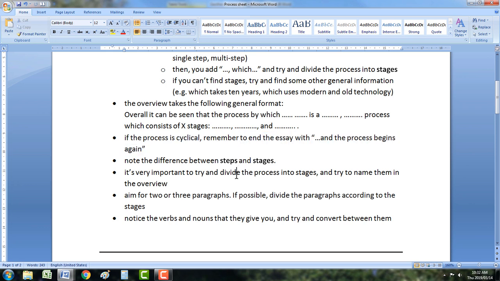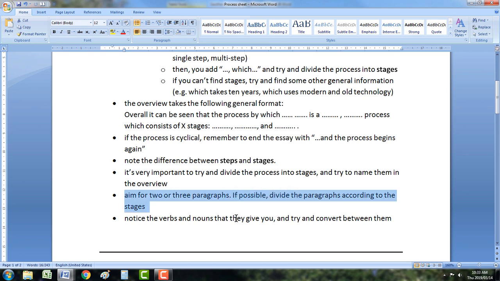That won't happen today. I want you to just notice some vocabulary, steps and stages. The stages are the bigger divisions. The steps are each individual step. So a stage consists of a number of smaller steps. Now, I spoke to the chief examiner once in Vietnam, and he said really in the overview they're looking for dividing the process into stages. Sometimes they do it for you, but if they don't do it for you, you must do it.